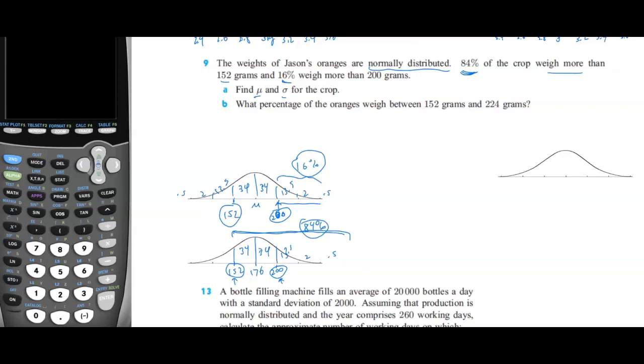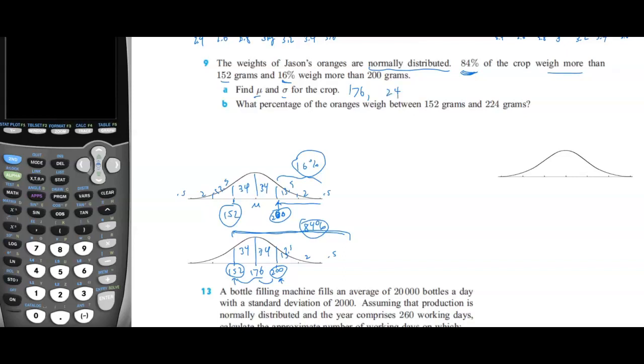Okay, is that right? Yeah, 176. So 176 would be the mean. And then what would be the standard deviation? Well, remember, the distance between 176 and 200, the distance between 152 and 176 is the standard deviation. So if we do 200 minus 176, it gives us 24. So the standard deviation would be 24.